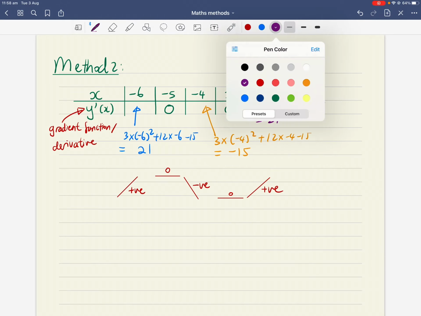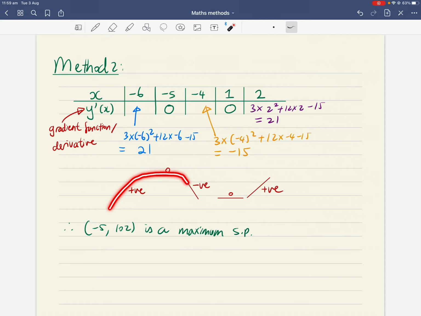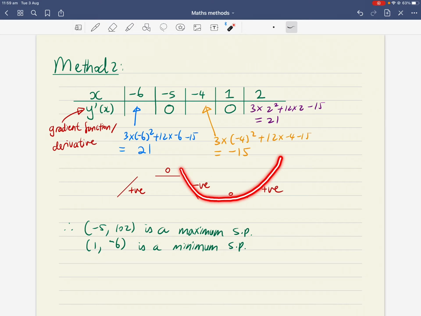So we can gather from there that, therefore, (-5, 102) is a maximum stationary point, again because of the up, flat, down feeling around a little bit left and a little bit right of that -5 stationary point. And then we have that (1, -6) is a minimum stationary point. Again, because if you look at a little bit to the left, it goes down, then flat, then back up again. So it forms like a smiley face, a minimum shape.